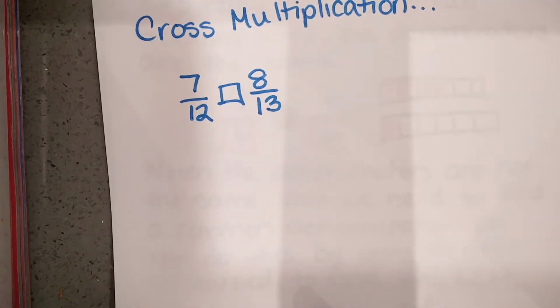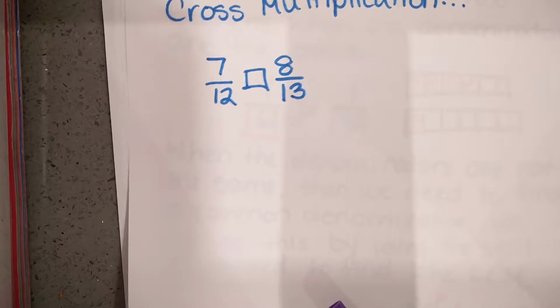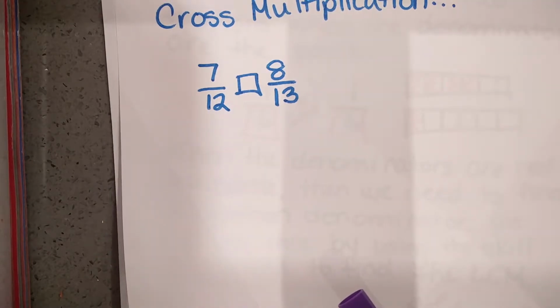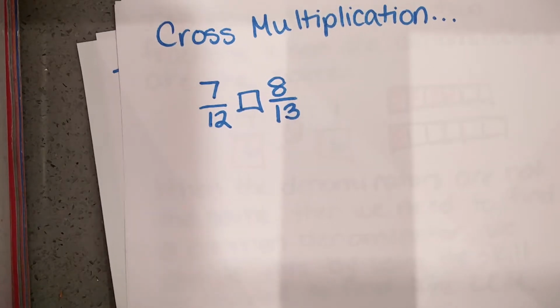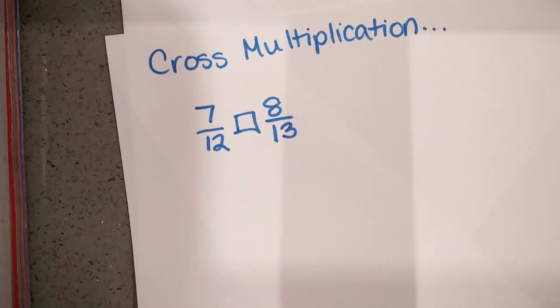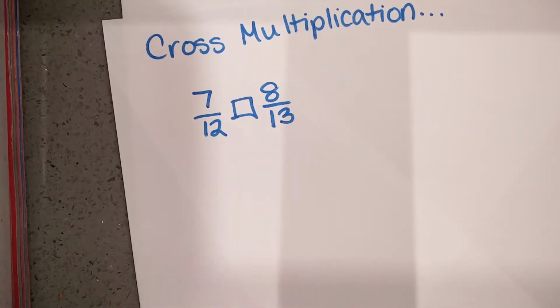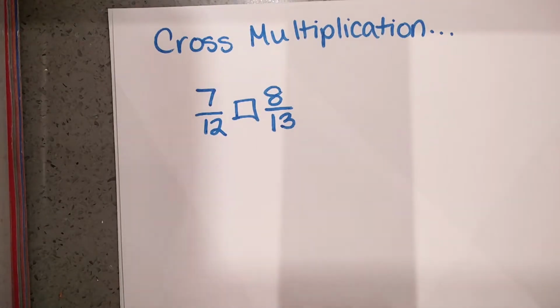Another way to compare fractions is to do cross multiplication. So we'll do this one two ways. We'll do this one using lowest common multiple, and we'll try cross multiplication and see if we come up with the same answer.